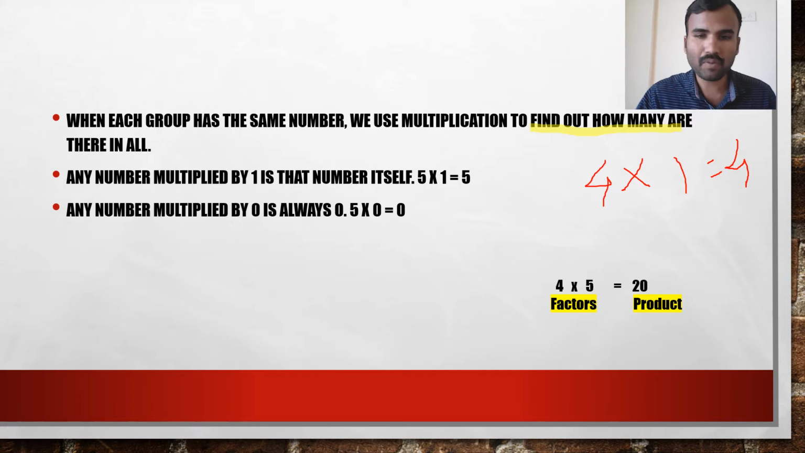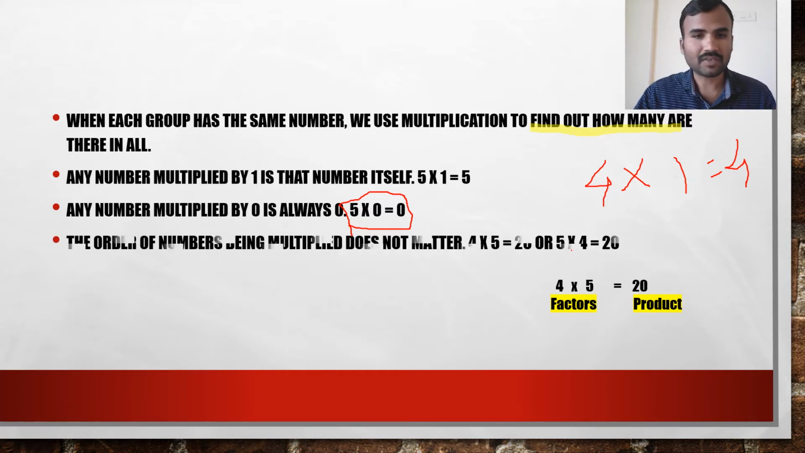Okay? And one more point you have to understand. Any number multiplied by 0 is always 0. Here I have given one example: 5 into 0, 0. 6 into 0, 0. 7 into 0, 0. In this way you have to understand this very important point. Okay, and one more point is there.